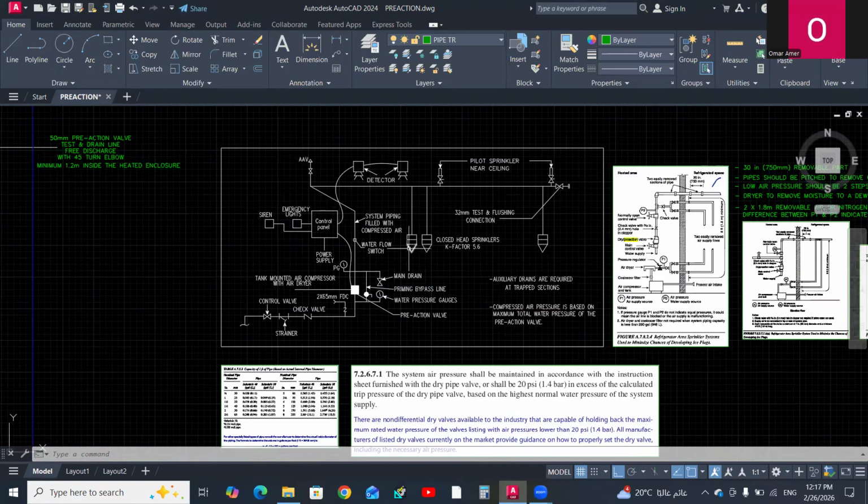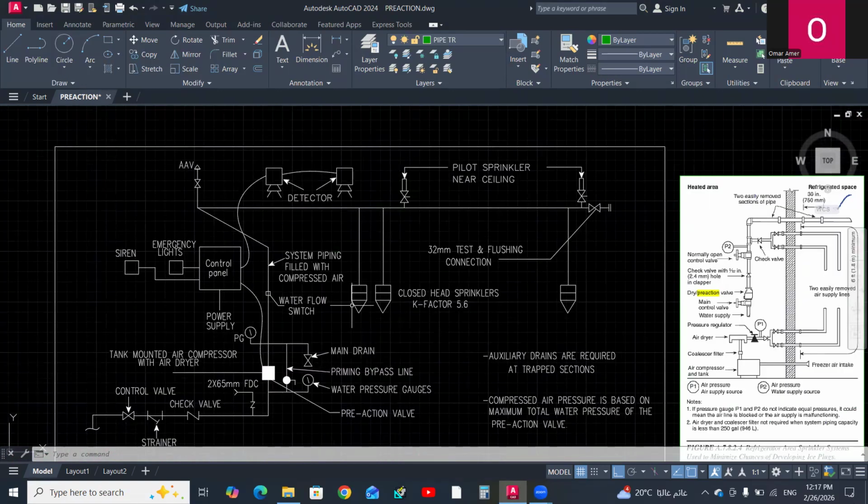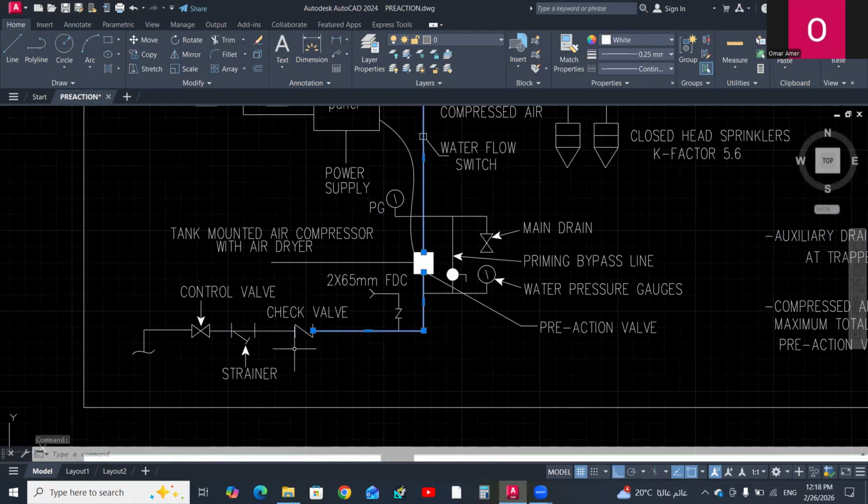As we can see here, these are the sprinkler heads connected to the main dry pipe, and this dry pipe may or may not be filled with compressed air or nitrogen. This pipe connects to the pre-action valve and is the dry side, and this is the wet side from the main water supply from the external network or the fire pump supply.